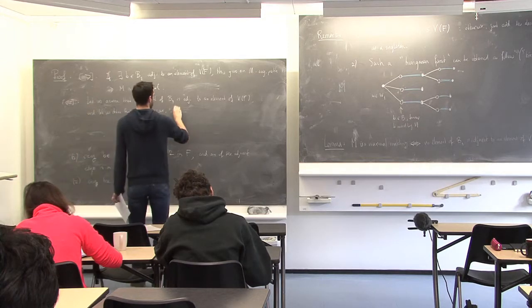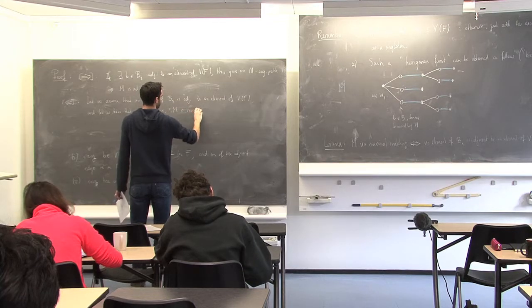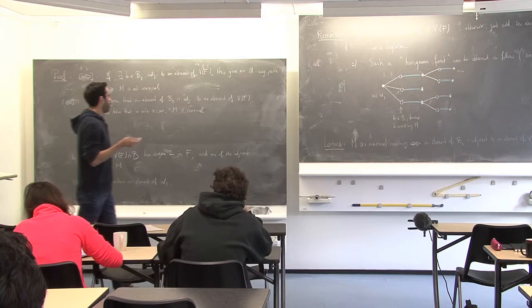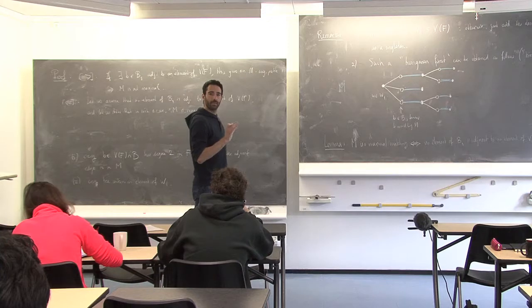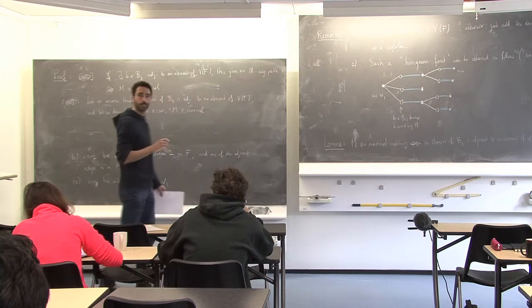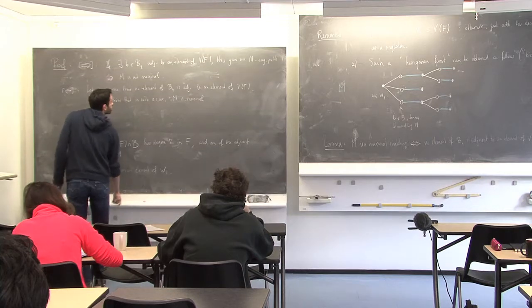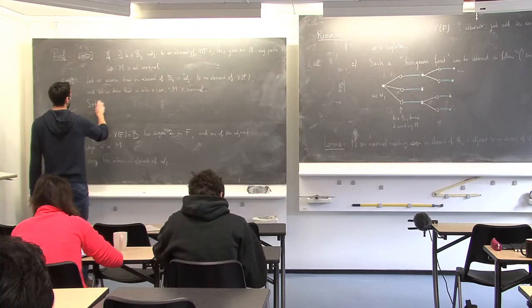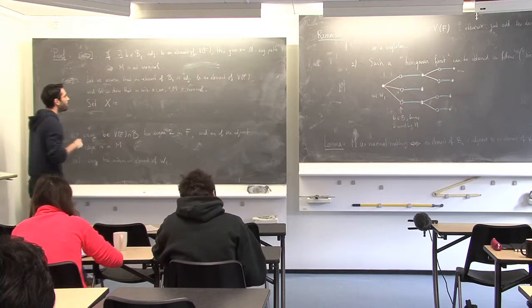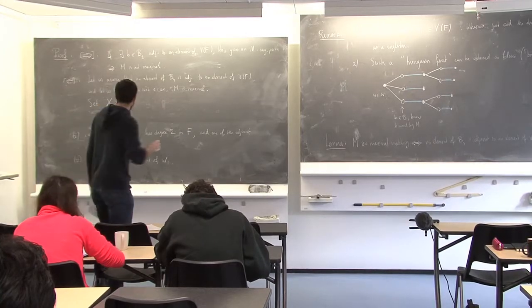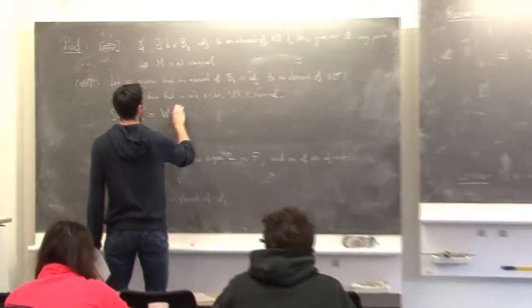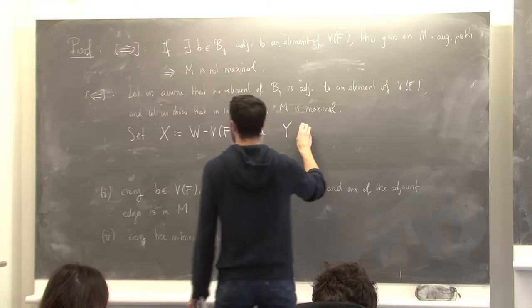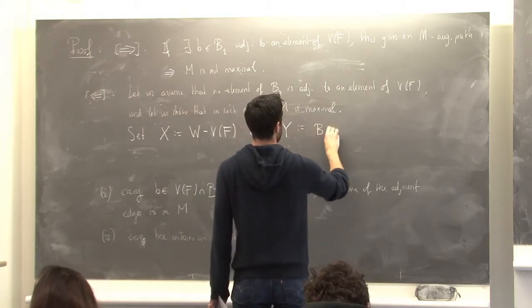That in such a case, M is maximal. You see, again, one could rephrase this as saying, if there is an M augmenting path, then you find it by this algorithm, okay? Okay, so let's set X to be the white vertices that are not in F, and Y to be the black vertices that are in F.